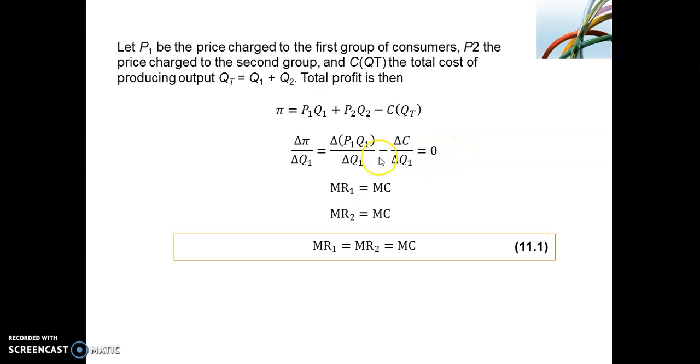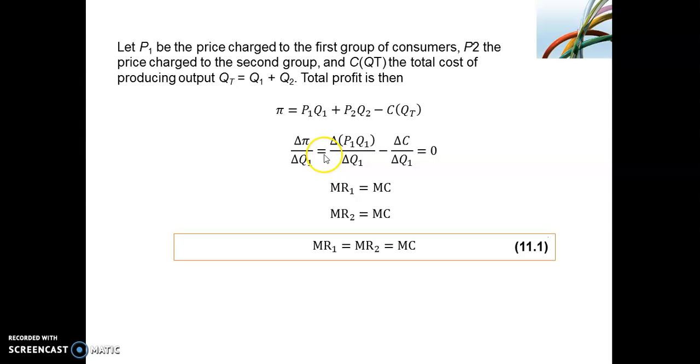So therefore, incremental revenue, remember this represents profit, incremental revenue of the extra sale for group 1 is essentially the marginal revenue for group 1. And here we've got the incremental cost or the extra cost of producing one more unit, and this is your marginal cost, and it must be equal to 0. So therefore we can say marginal revenue, which is this portion, if we take that over, is equal to marginal cost. And this is the marginal revenue for group 1.